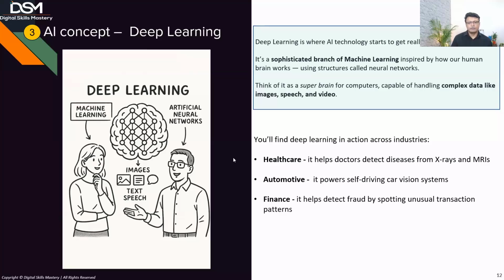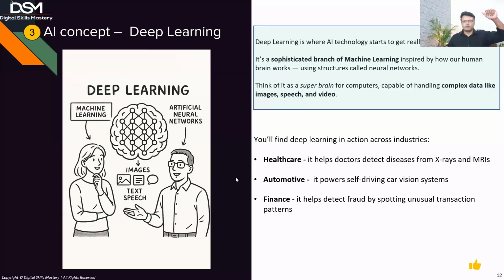In the automotive sector, you will see self-driving cars. In finance, you will see fraud detection by looking at unusual transaction patterns. And this is just the tip of the iceberg. There are many implementations of deep learning happening across the world. We are just taking these three examples.